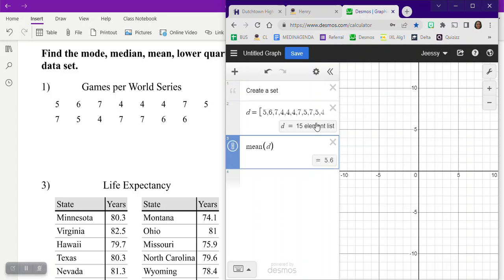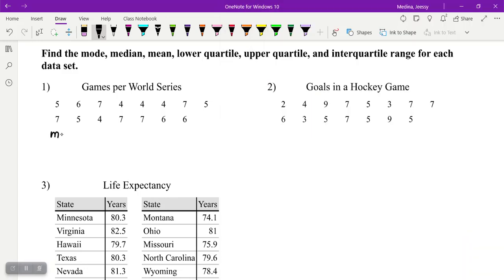And then all you have to do is type in mean, and it gives you the mean. So for those of you that don't have the mean on your paper, this is all we had to do. So over here, you just type in mode equals, median equals, mean equals. So for the mean, we have 5.6.